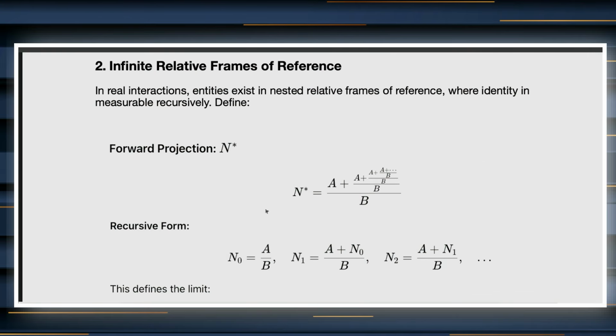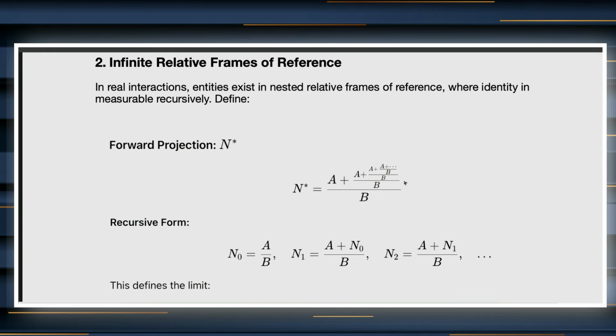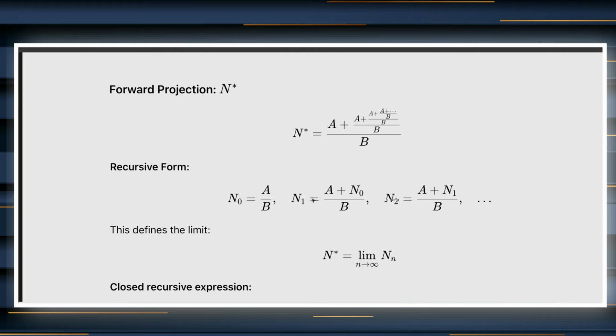And so what we're going to do is show that each of these steps in this recursive equation represents a different iteration. So N naught would be the first iteration of A over B. N1 would be the first iteration plus the second. And then N2 would be the first iteration plus the third, etc., until we go down and define that N star equals the limit of all the N sub n's.